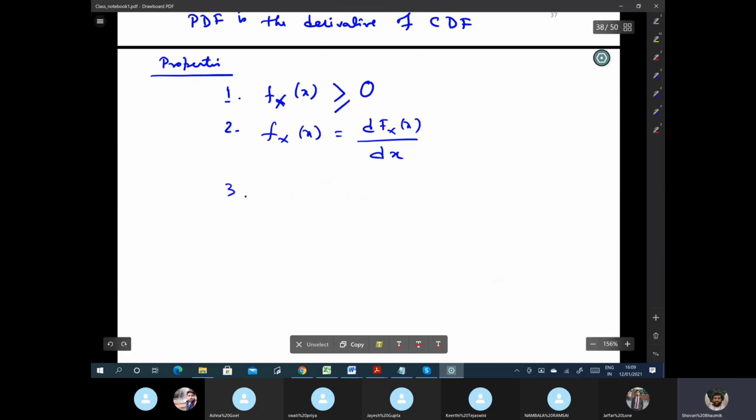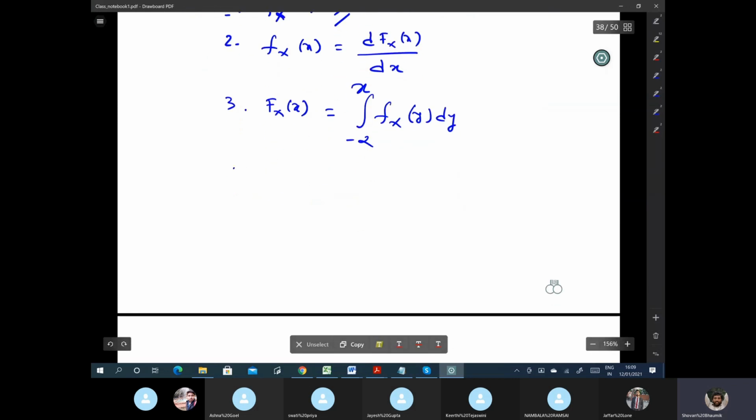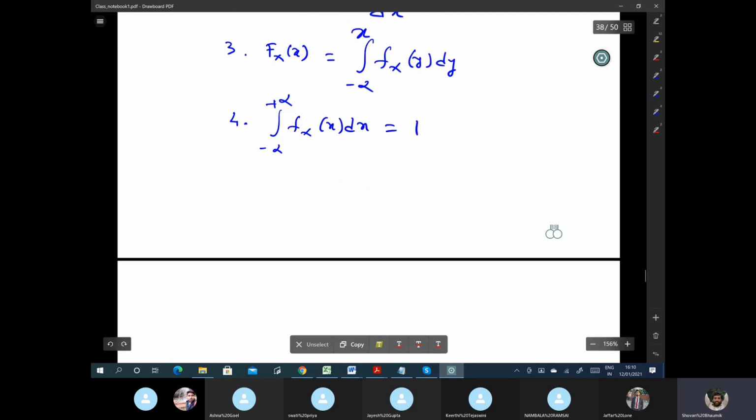Now, property 3, this is also very important. How do we get the CDF from the PDF? F_X of x will be equal to the integral from minus infinity to x. If we do integration of the PDF, we'll get the CDF. Now, what will be the area, the integral from minus infinity to plus infinity of f_X of small x dx? It is 1, because the area under the curve is the probability. So if we consider the full curve, the probability will be 1.